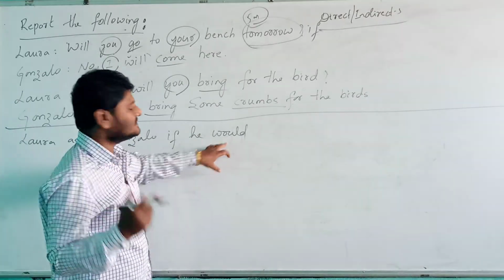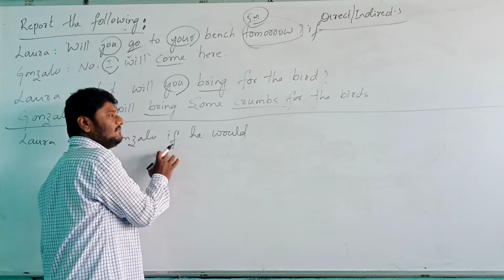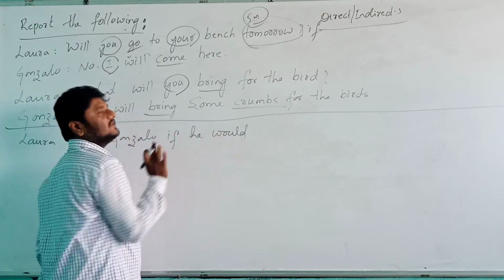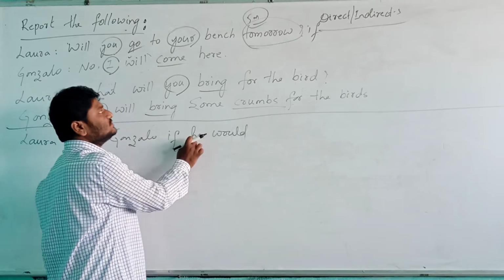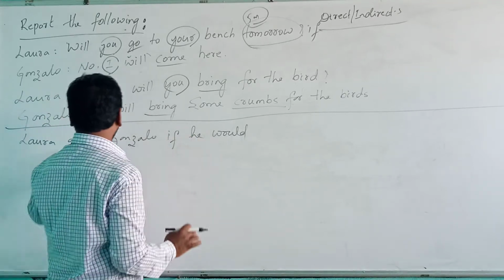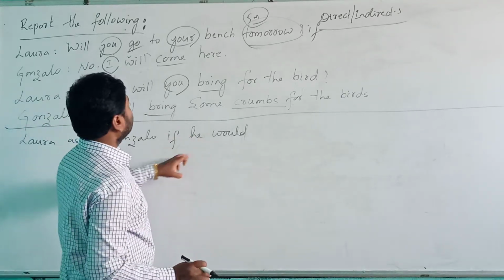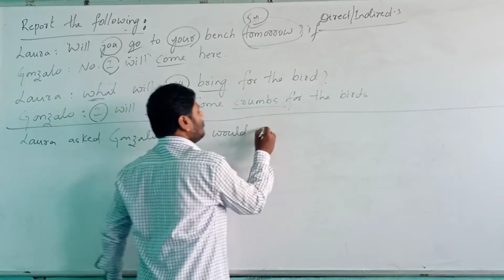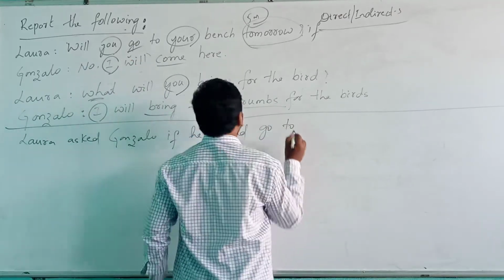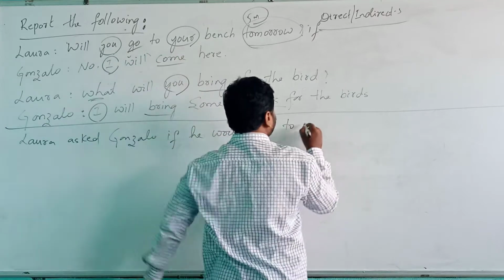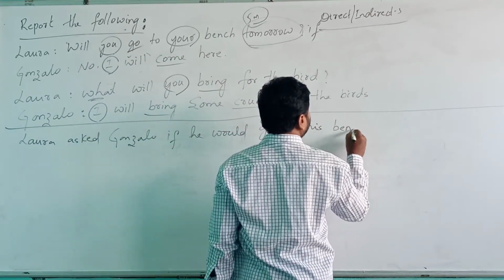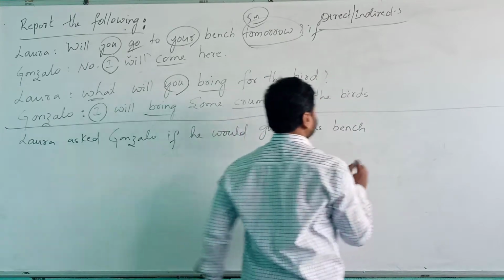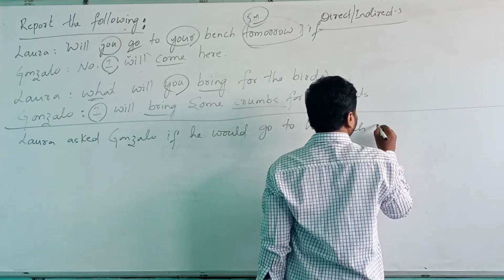Many students get confused here. After if or whether, don't use the auxiliary form, don't use the helping verb form. After if or whether, use the subject. So: Laura asked Gonzalo if he would go to his bench the next day.